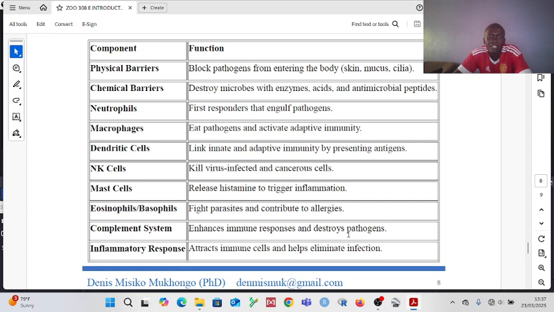The complement system, it enhances immune responses and it also leads to the destruction of pathogens. Then the inflammatory response, it attracts immune cells and it also helps in eliminating the infection.